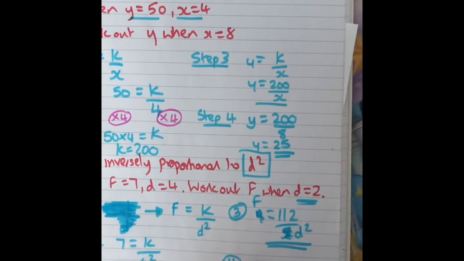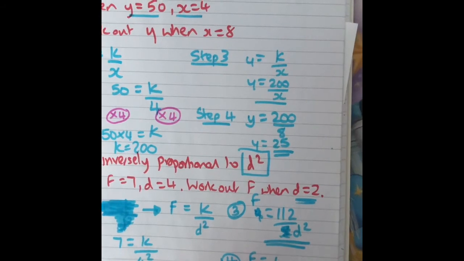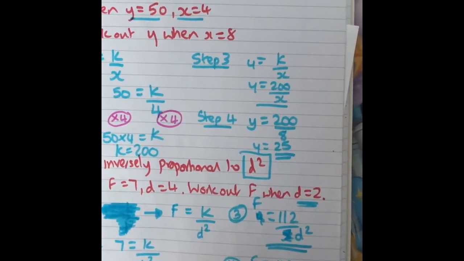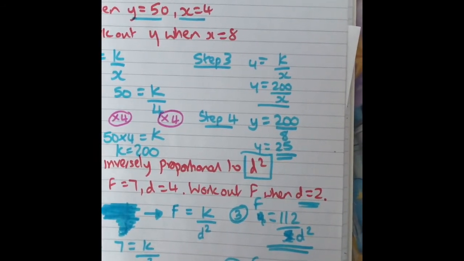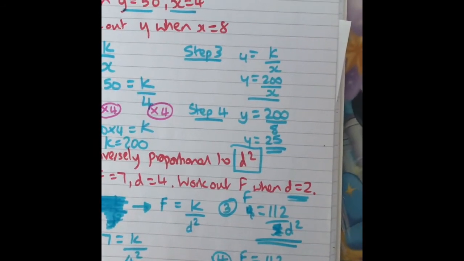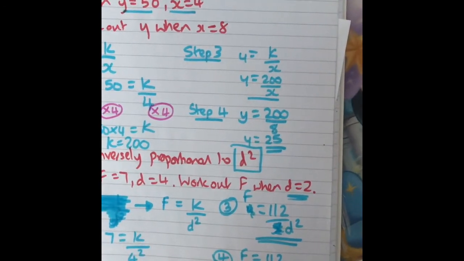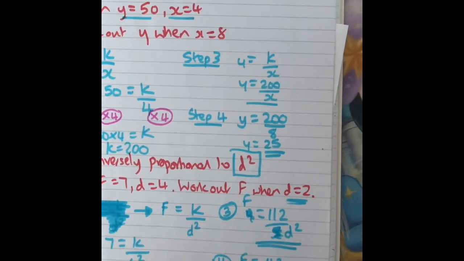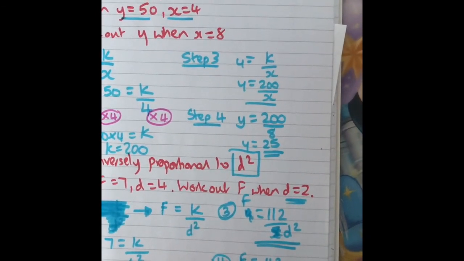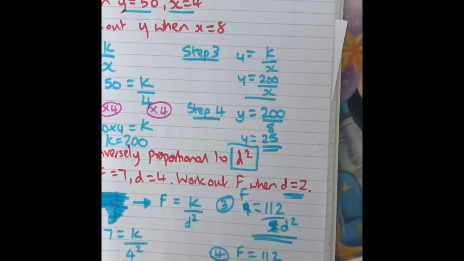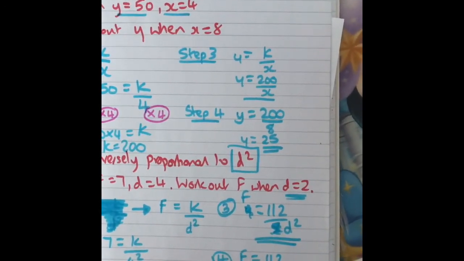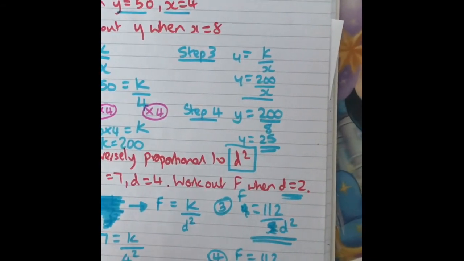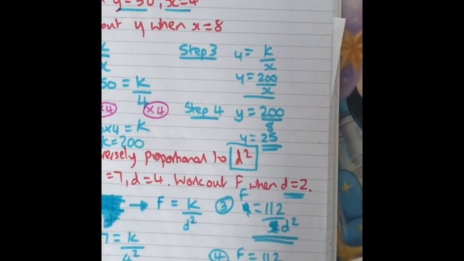Step 4, substitute the numbers you're given. D is 2. F equals 112 over 2 squared. F is 112 divided by 4. So f will be, remember, divide by 4 is the same as divide by 2 divided by 2. So 112 divided by 2 is 50 plus 6, so 56. And then half that, half of 50 is 25, half of 6 is 3, so that means 28. So, answer done.